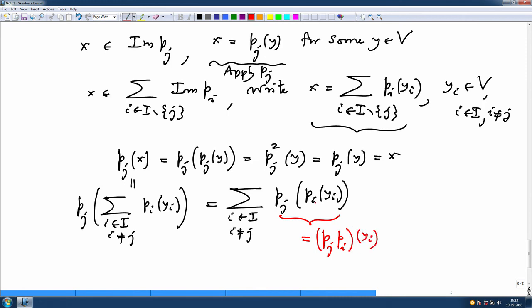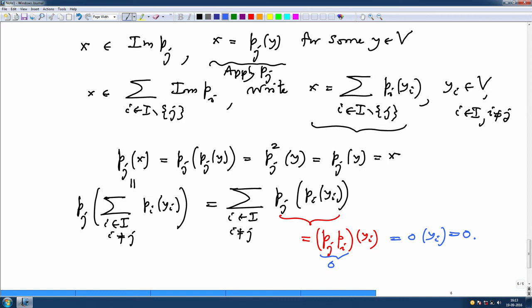That is the definition of the composition. But we have given that, because i and j are different, this composition is 0. So, this is the map 0 evaluated at yi, which is 0. So, we got x equal to 0. So, that proves the sum is direct, and we have already mentioned that it is the whole V. So, that proves the theorem.